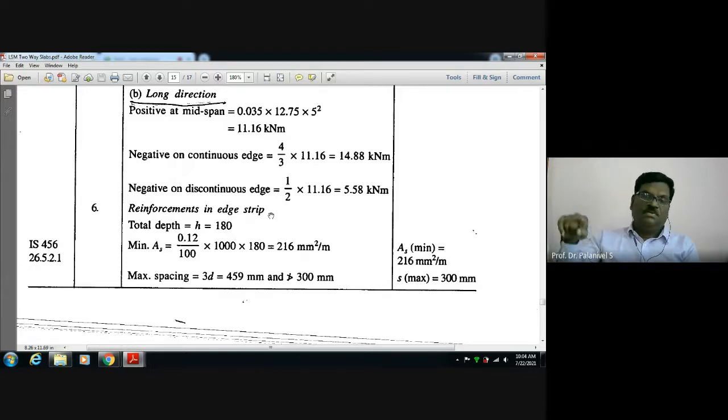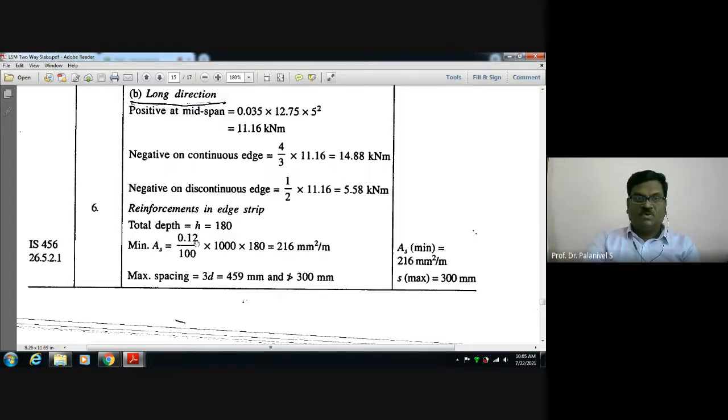Now you will be providing crank bent-up bars or top bars you can provide, in both the longitudinal long span direction as well as the short span direction. You have to provide reinforcement in the edge strip. That you can provide the minimum. What is the minimum reinforcement to be provided in a slab? 0.12%.